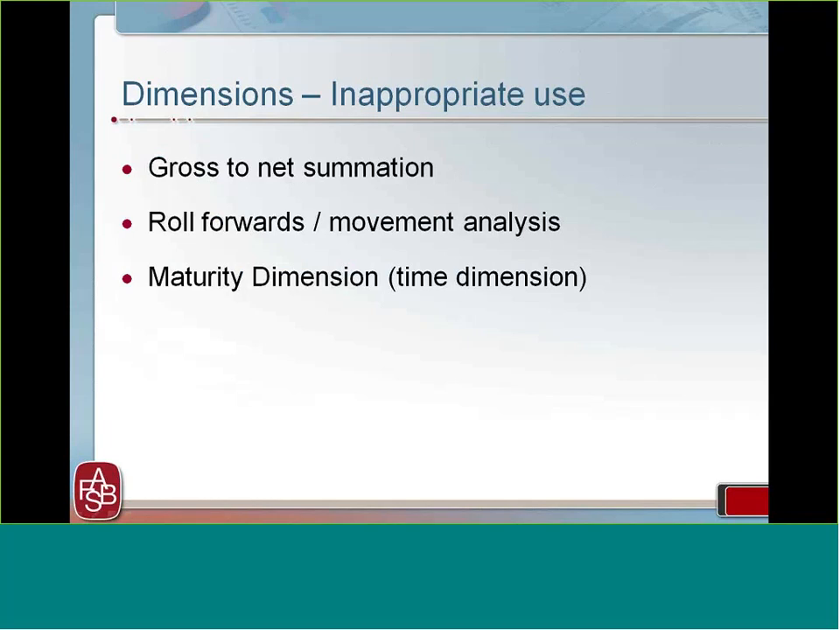So the last one we talked about, the maturity dimension, it's a time dimension. We do not model that. We do not model the time dimension as members. We put those as line items. I say that knowing that there's at least one or two exceptions to that within the taxonomy, but as a general practice, that's what you should expect to see here.